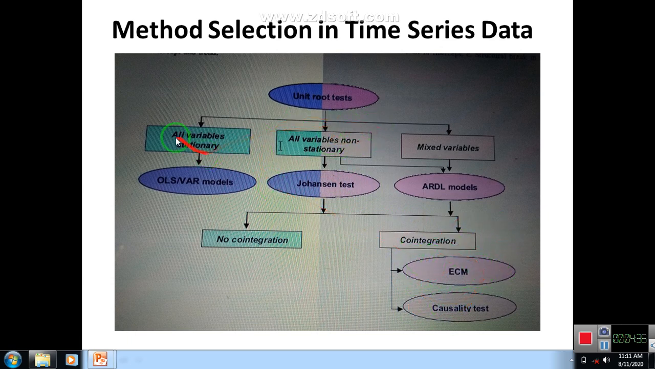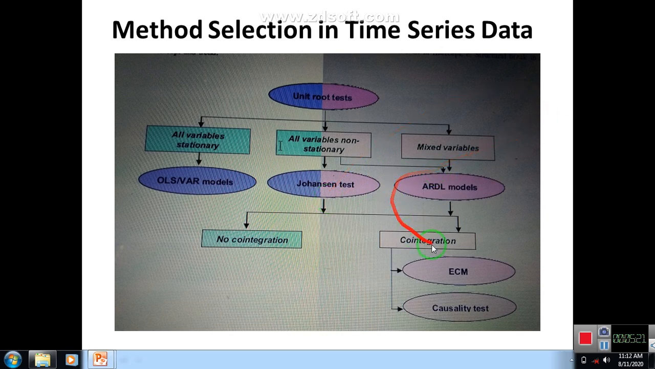And the third case is that if some variables are stationary at level and some variables are stationary at first difference, meaning some are integrated at I0 and some are integrated at I1. It means mixed variables. So in this case, when the variables in the model are mixed, we cannot apply the Johansen co-integration test. In this situation, it will also provide spurious regression.